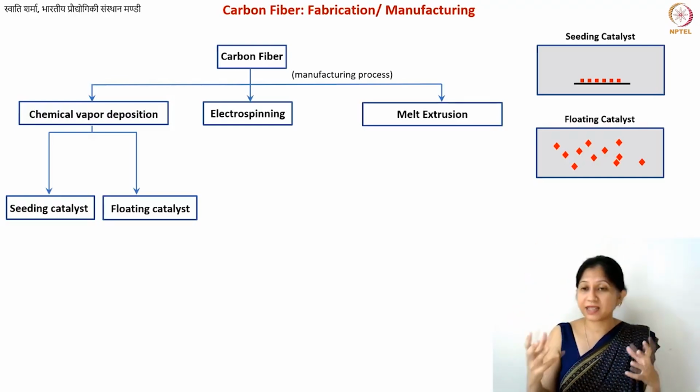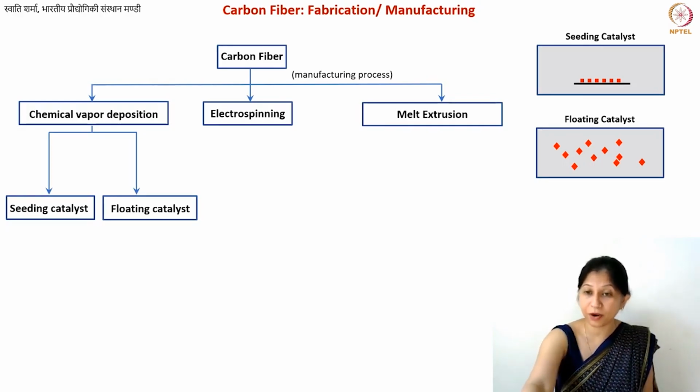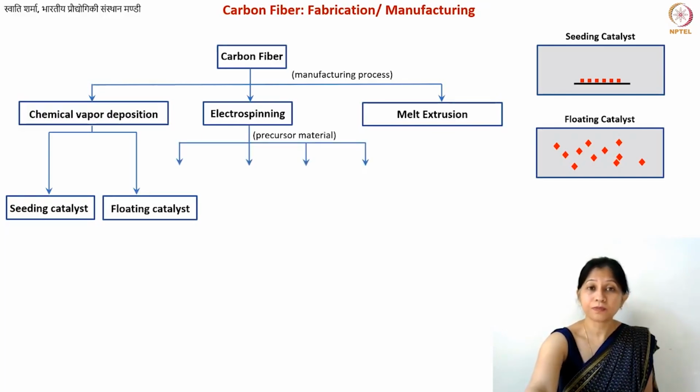They typically deposit on the walls of your tube. So both of these have advantages and disadvantages, and also one of them is a batch process, and in the case of floating catalyst, you can also have a continuous process. You can also have bulk manufacturing. So these are the two types of vapor grown carbon fiber manufacturing. Okay, now I come to the other one, electrospinning.